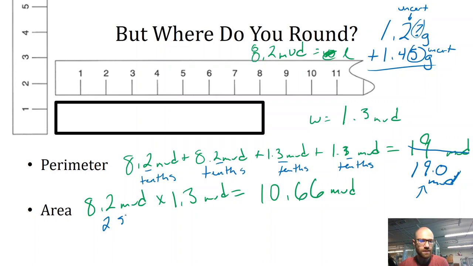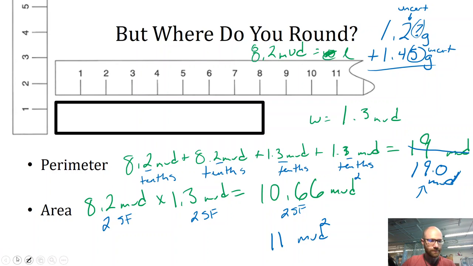So if this is a 2 significant figure measurement and this is a 2 significant figure measurement, you can probably guess that our answer should have 2 significant figures. But 10.66, that's a 4 significant digit number. So now we have to round such that our answer would have 2 significant digits. The actual, based on these rulers, the perimeter is 19.0 mud and the area is 11 square mud. If you used the less precise ruler, maybe the answer would have been 20 mud and 10. And if you used a more precise one, then maybe you would have added a decimal point somewhere.